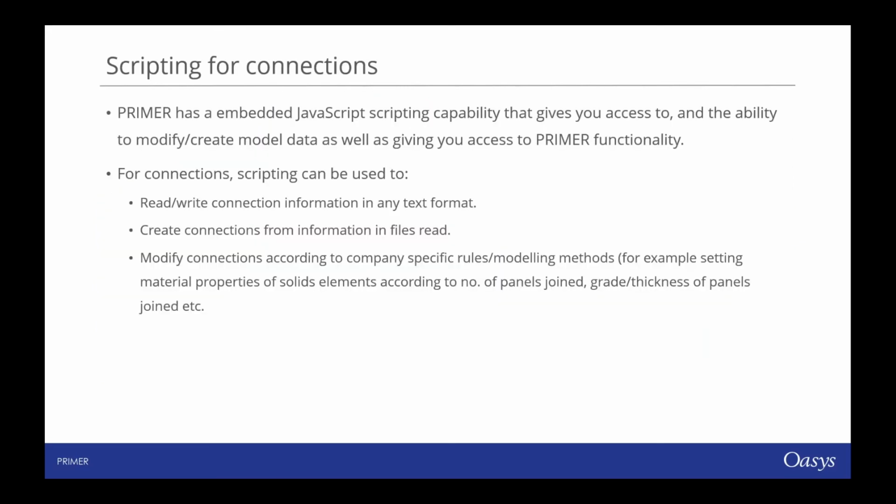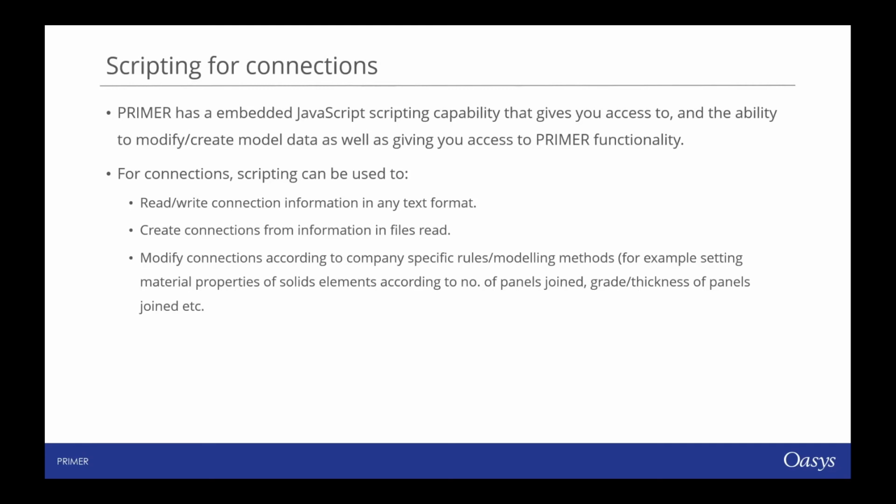Briefly touching on scripting now. So Primer has an embedded JavaScript scripting capability that gives you access to and the ability to modify or create model data, as well as giving you access to the Primer functionality. So you could use scripting to perhaps read or write any connection information in any text format.